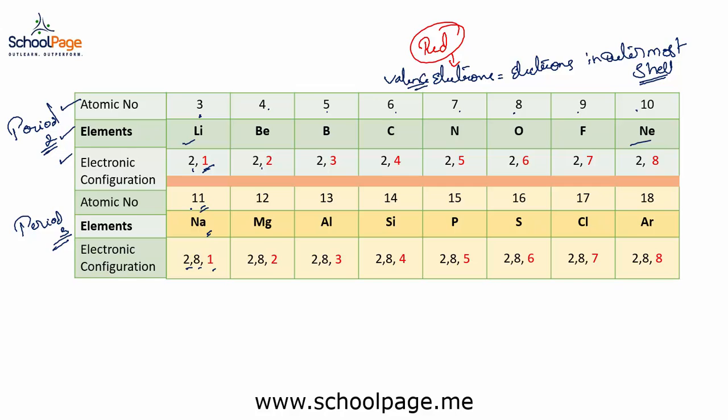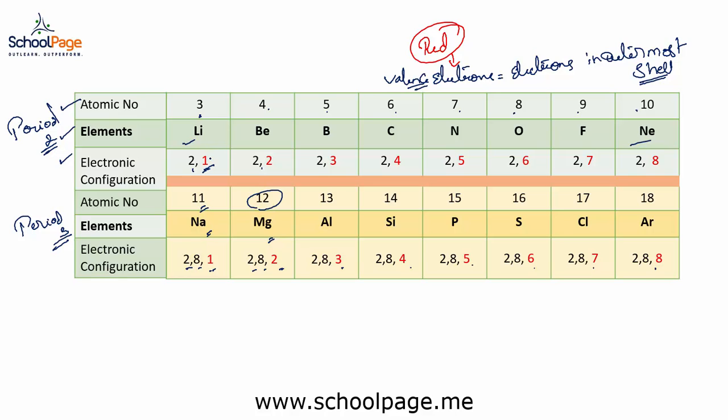When we distribute the 11 electrons among different shells, K, L, M, N and so on, it is 2, 8 and 1. It is the same for magnesium, with atomic number 12, which has electronic configuration 2, 8 and 2, and it goes on. Now observe here. Here also we see that there is a periodicity: 1, 2, 3, 4, 5, 6, 7 and 8. So there is a periodicity in the outermost electron number, that is the valence electron, along the period.